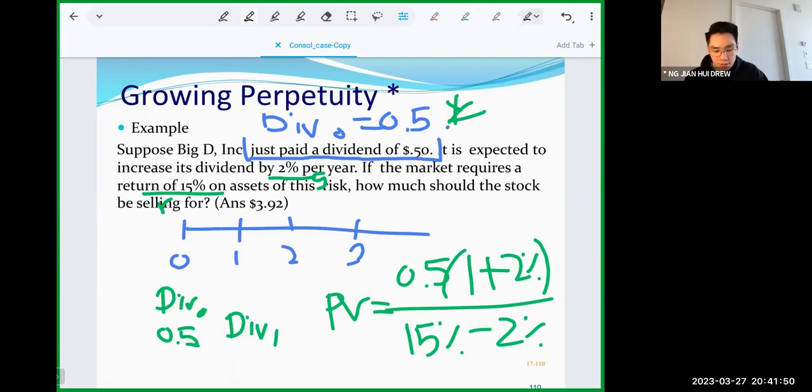And again, I want to repeat why I did this part here, it is because the question says just paid. Just paid is year 0. So remember the condition to use the growing perpetuity formula is that the cash flow has to be 1 year from today, which is why we have to put 1 plus 2%.